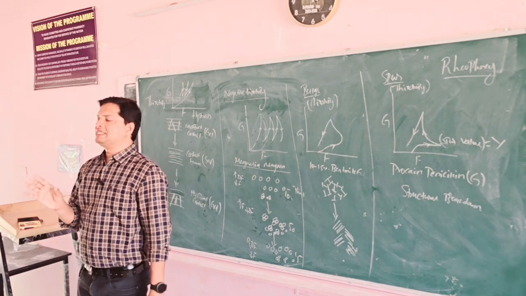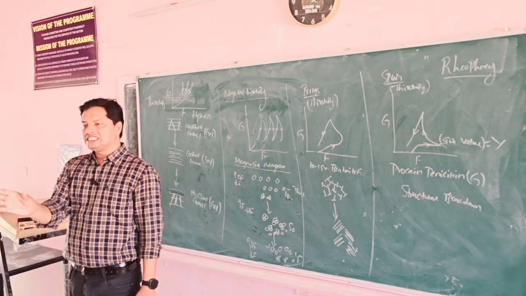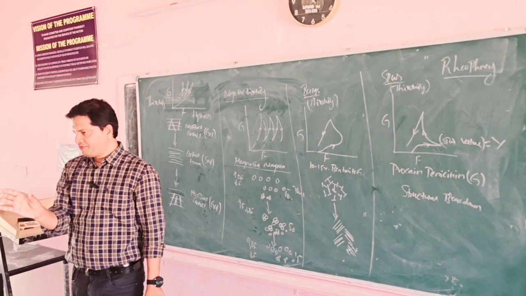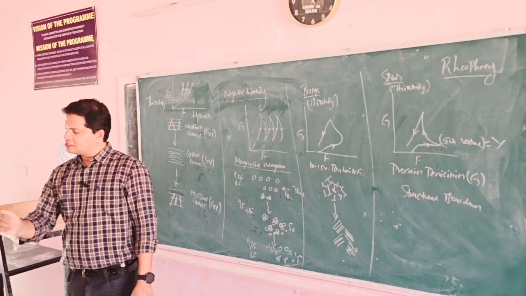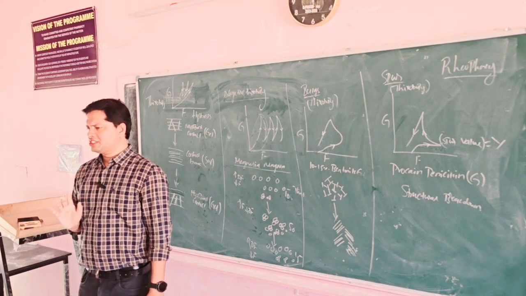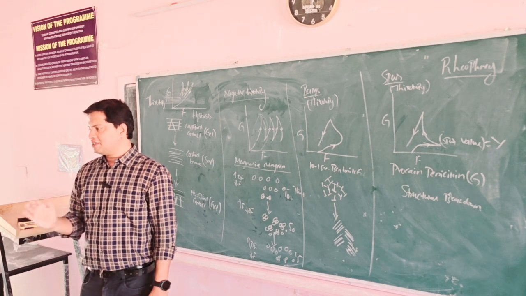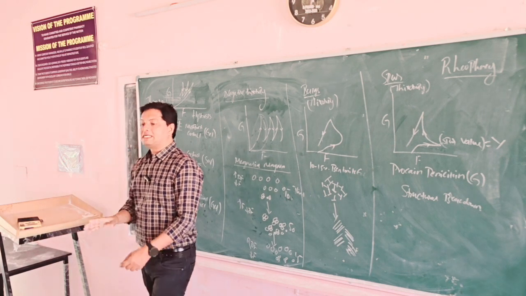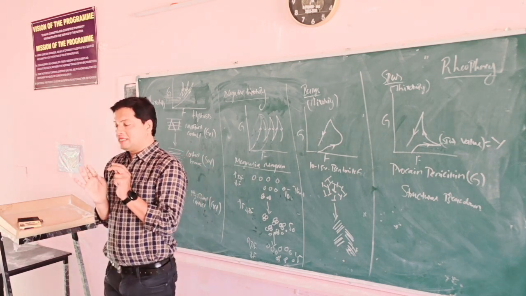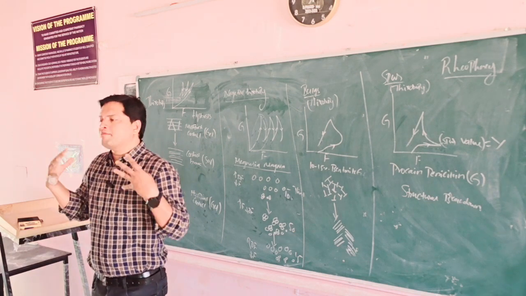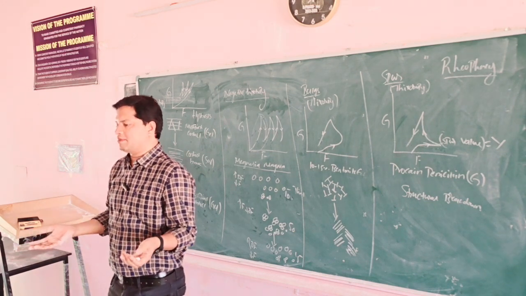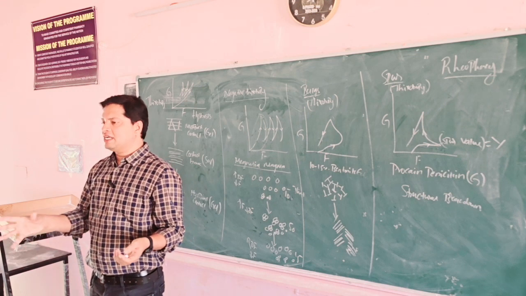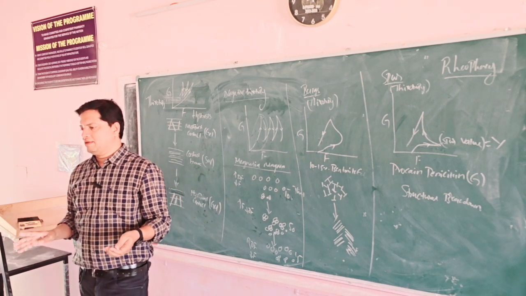Listen. Rheopectic materials are those materials that initially will be liquid. When I just shake it, it suddenly converts into gel. But that type of rheopectic liquid is not much used in pharmacy. We don't use that much. Suddenly it will be converted into gel.